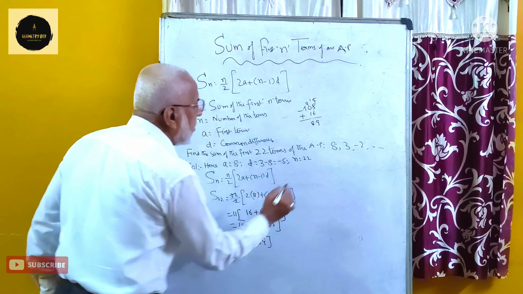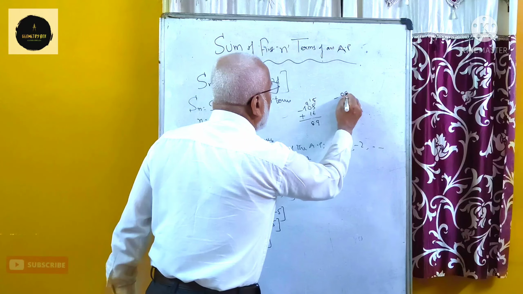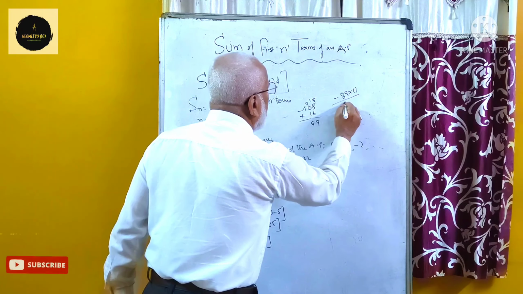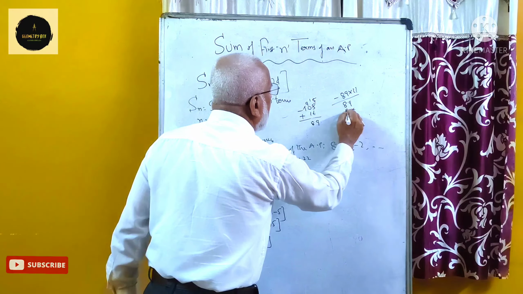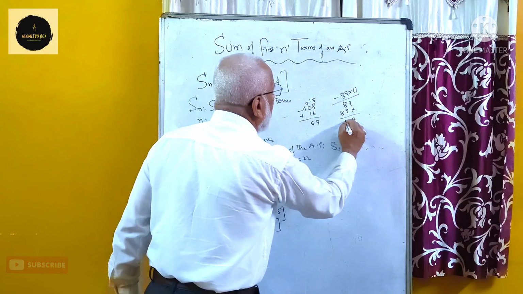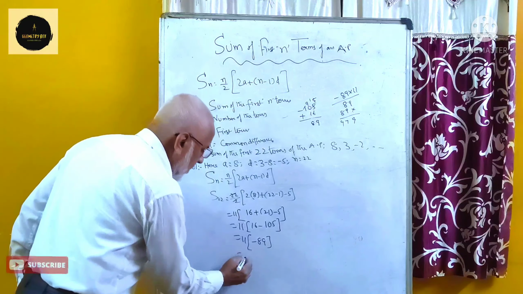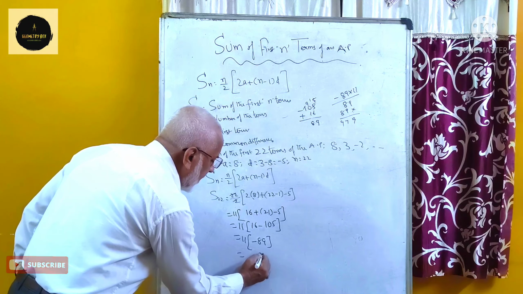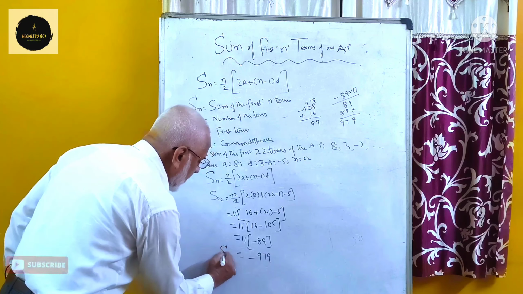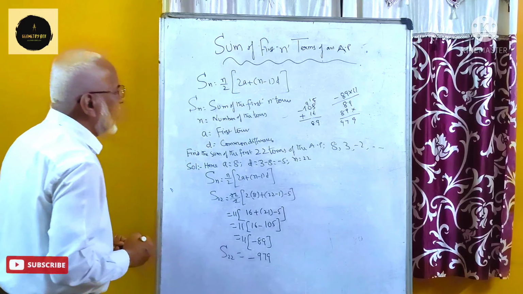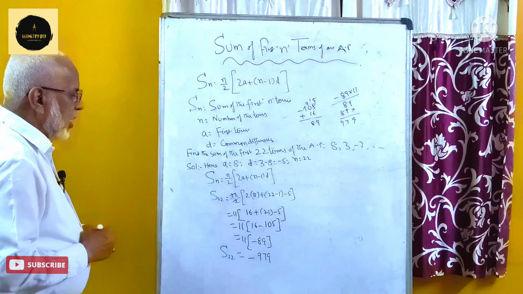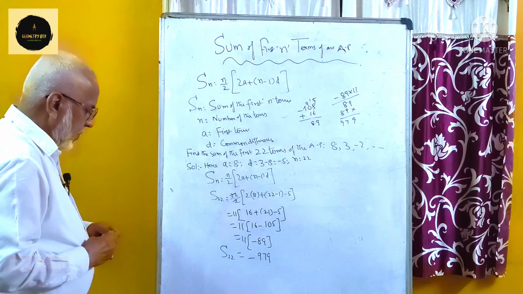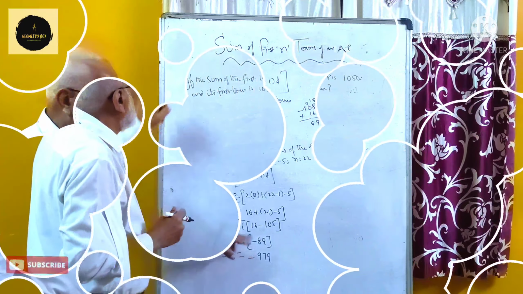Then multiply minus 89 into 11, and we finally get minus 979. This is the value of the sum of the first 22 terms of the AP.